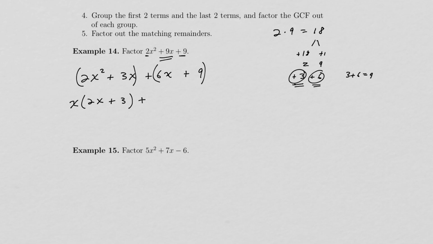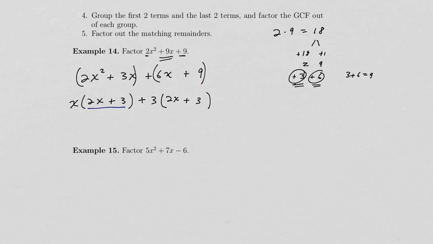Okay, then I look at the second group. I want to factor out the largest thing I can to hopefully be left with the same 2x plus 3. Can I do that? Yeah, if I factor out a positive 3, that'll work, right? Because 3 times 2x is 6x. I can check it, right? 3 times 2x is 6x, and 3 times positive 3 is positive 9.